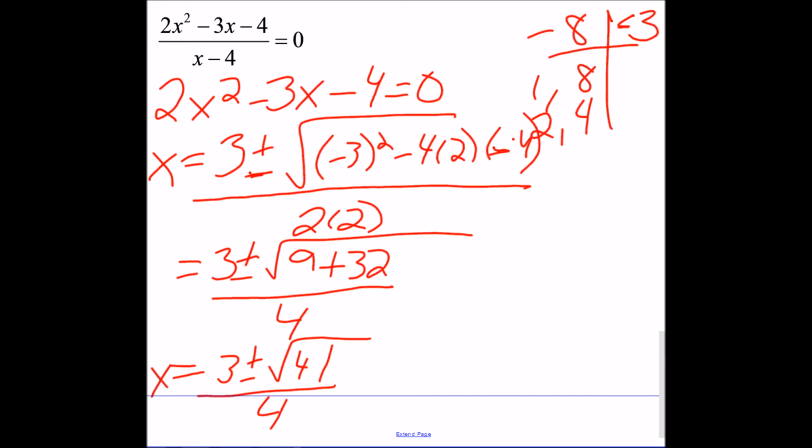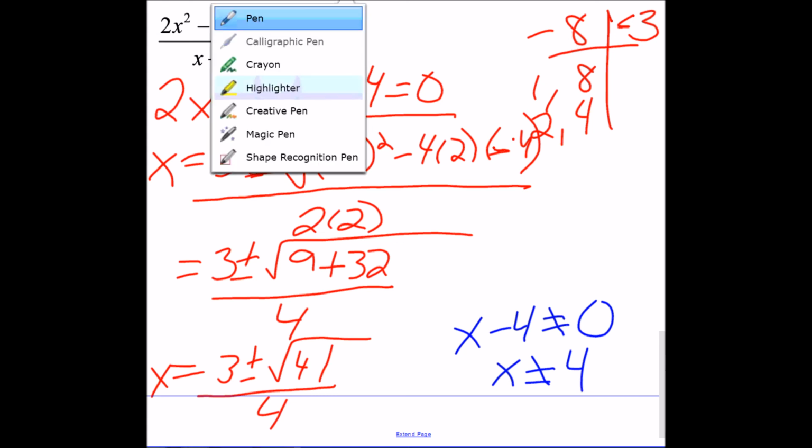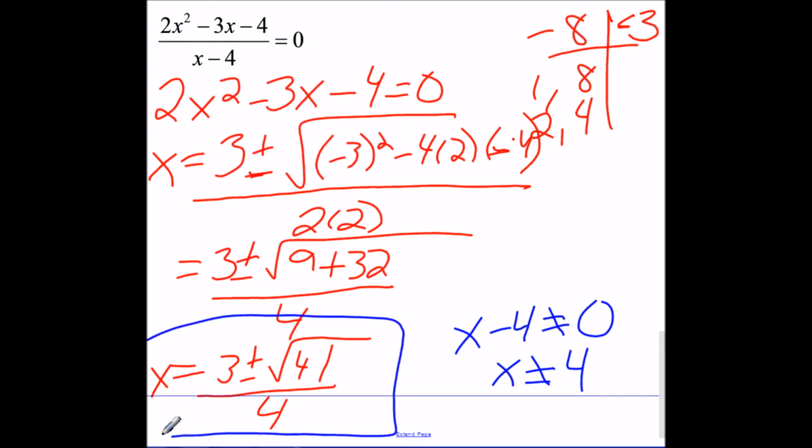The denominator says that if x were equal to 4, then 4 minus 4 is 0, and you can't divide by 0. So since my solution to the top part was some irrational number, it's not equal to 4, and that means it does not contradict a solution. And so therefore, again, that is a true solution to my equation. All right, that's it for this video.